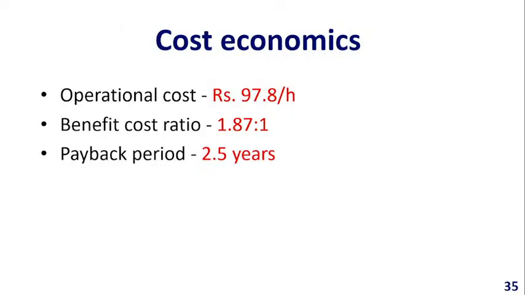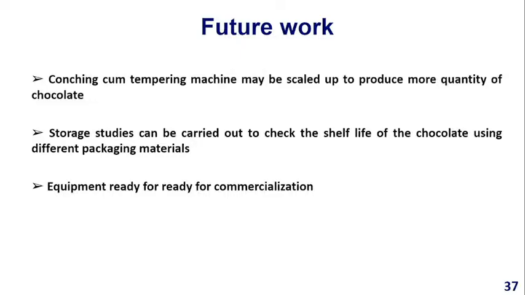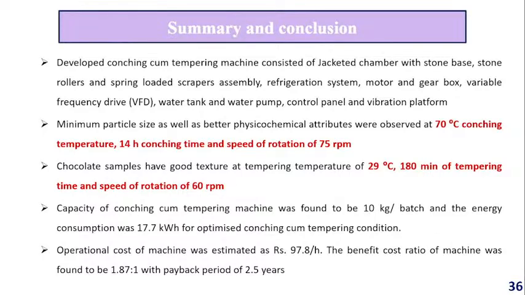Chocolates are casein fluids which have a very shear thinning behavior. Specific studies were executed and the operational cost of the machine was coming around 97 with a benefit cost ratio of 1.87 when done under the straight line cost analysis method, and with a payback period of 2.5 years. These are the main observations on the development of the machine, which is ready for commercialization.